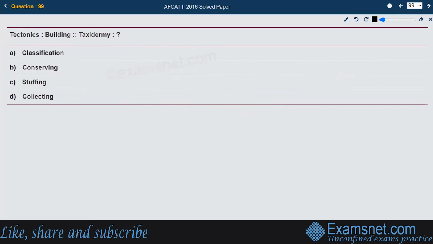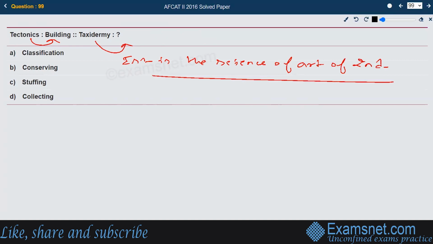Next, tectonics, building, taxidermy, and what? We have to develop the connection between tectonics and building, and the same connection should be between taxidermy and what? Tectonics is a science that deals with the art of building. So first is the science of the art of second, the art of building. So taxidermy should be the science of the art of something, and taxidermy is the science of the art of stuffing animals. That is the right answer.